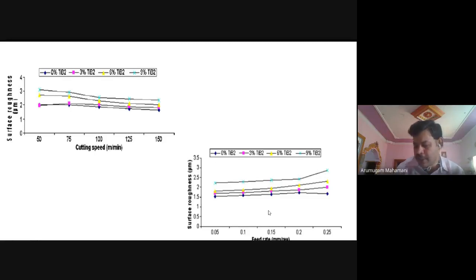Fix your mild steel workpiece. Just rotate the feed wheel at a very high speed. What happens? The tool will vibrate. That vibration will cause some feed marks. Those feed marks increase the surface roughness.